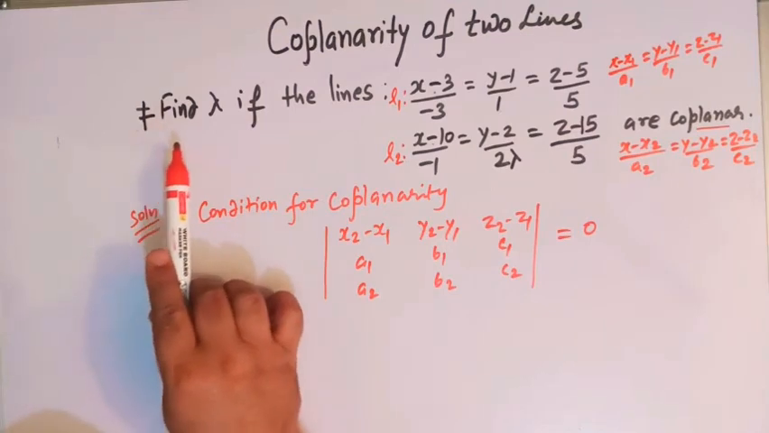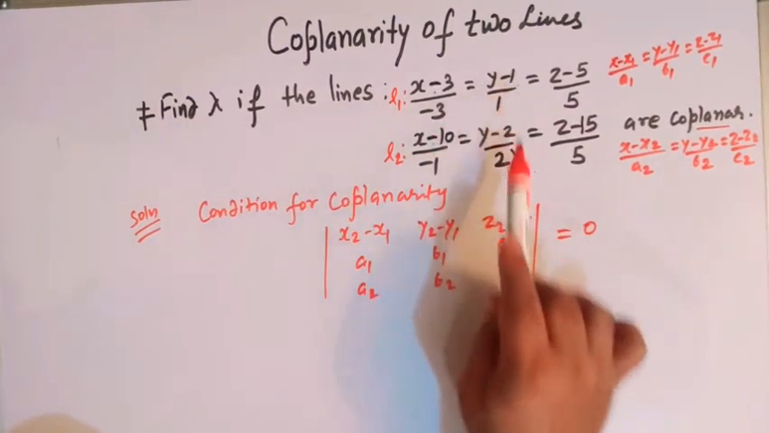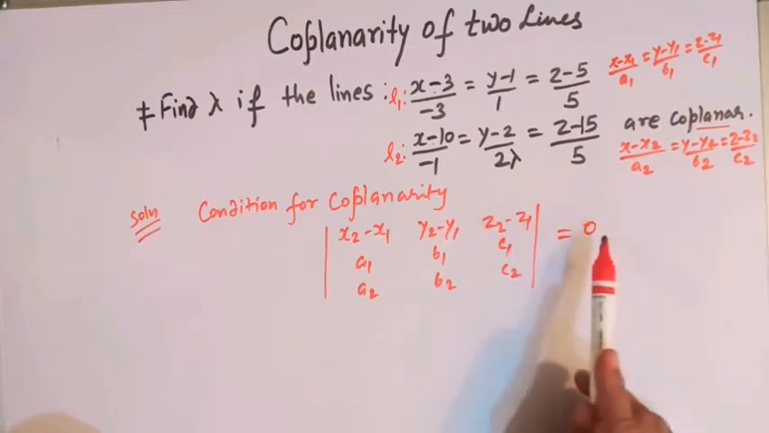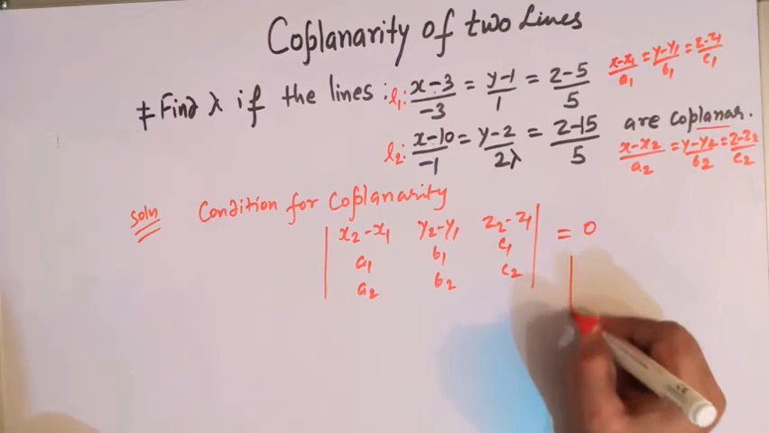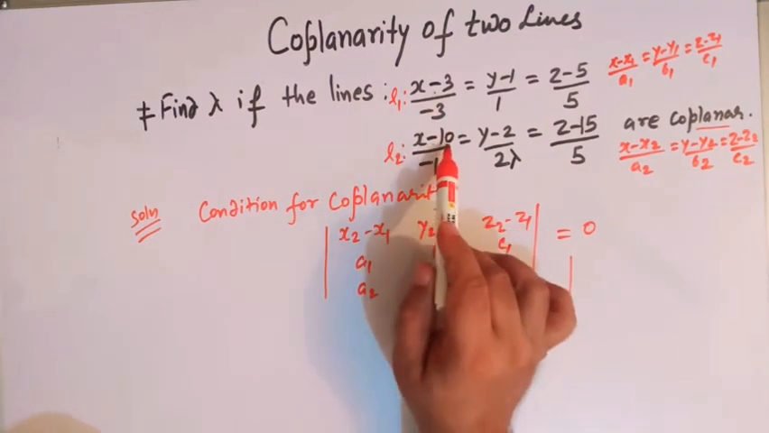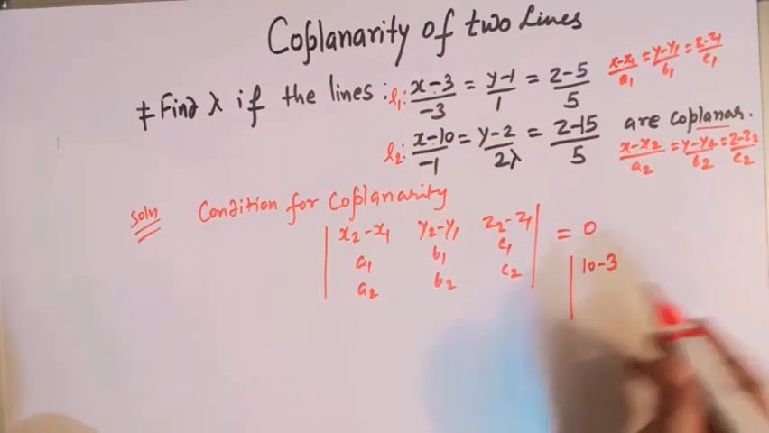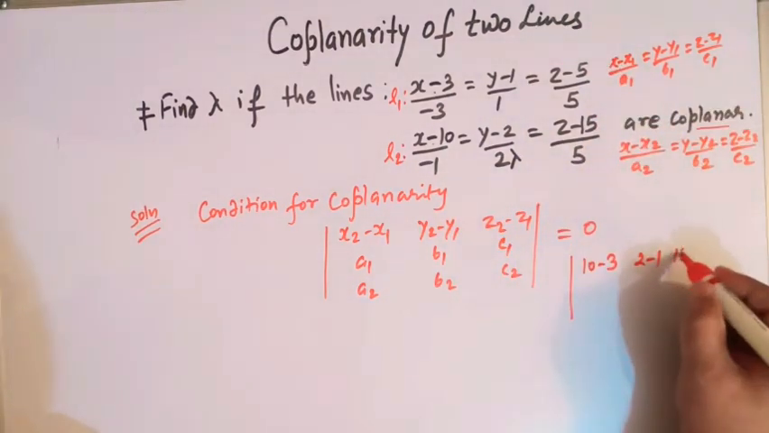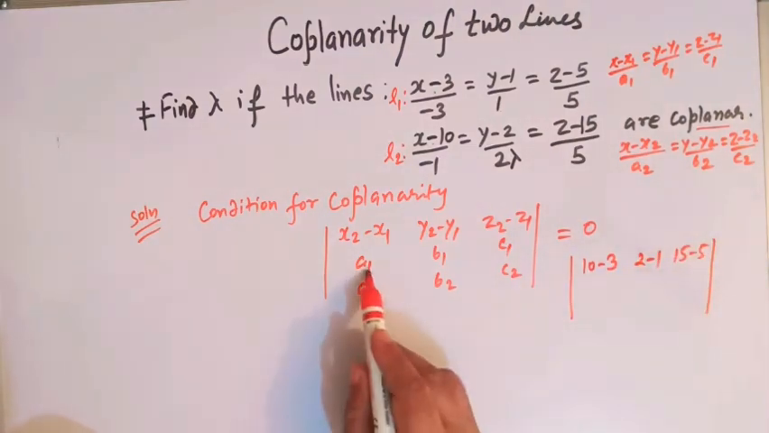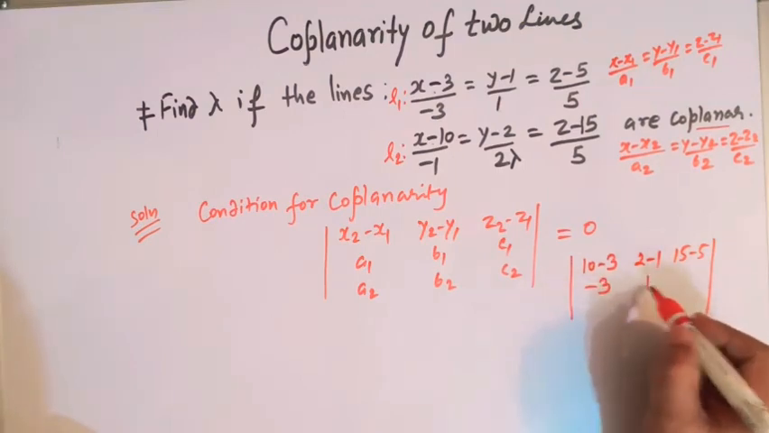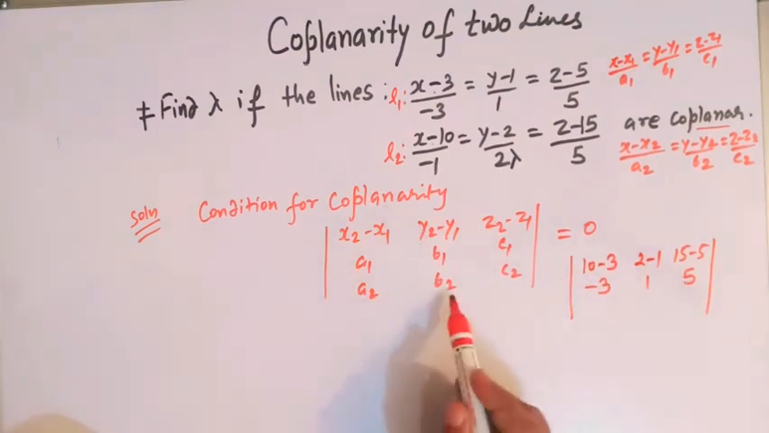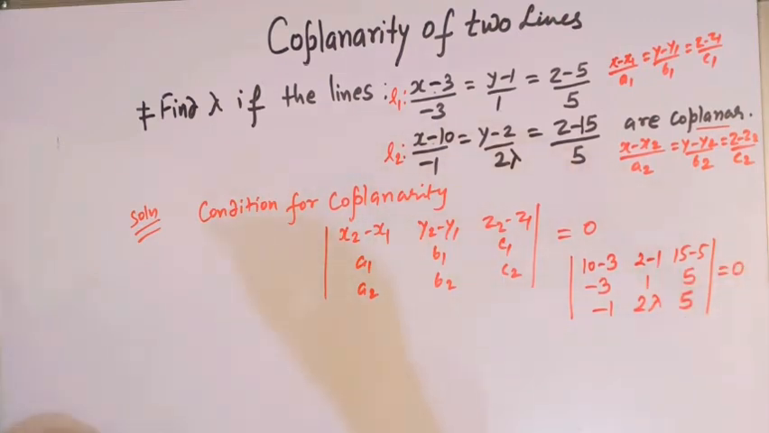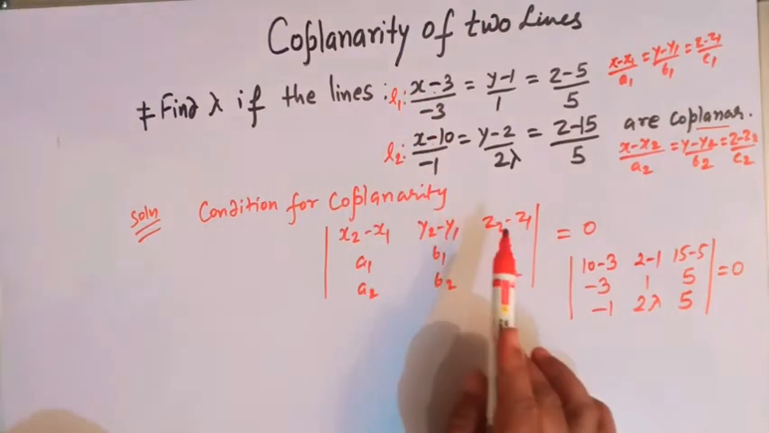Now let us consider this problem. Find the value of lambda if these two lines are coplanar. So again, the condition for coplanarity is given by this determinant equal to 0, and here we have x2 minus x1. See, this is x2, this is x1, so we have 10 minus 3, y2 minus y1 is 2 minus 1, and then z2 minus z1 is 15 minus 5, right? And a1, b1, c1 is minus 3, 1, 5, and for a2, b2, c2 we have minus 1, 2 lambda, and 5, and this determinant should be equal to 0 because we are given that these two lines are coplanar, right?